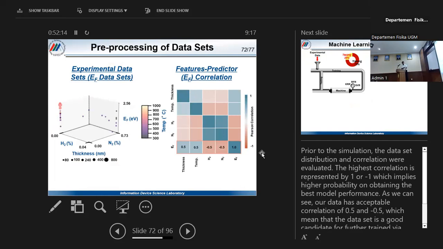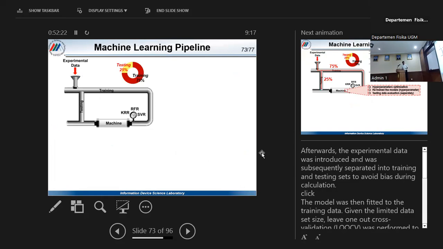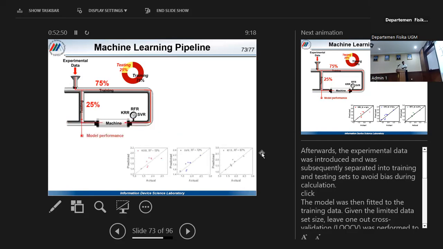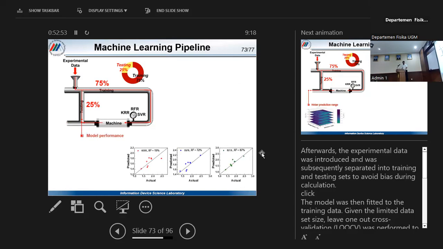And we performed Pearson correlation. The correlation was quite good, so we can use these parameters. Then we separated the data into 25% testing and 75% training. The training data is fed to 3 regression algorithms, and then we performed machine learning validation. We used leave-one-out cross validation to optimize the hyperparameters, and then we performed the testing to test the model.